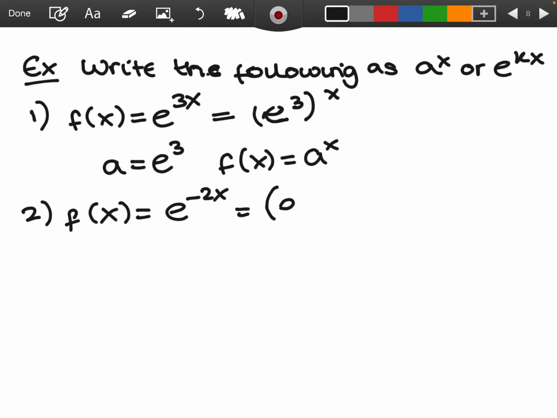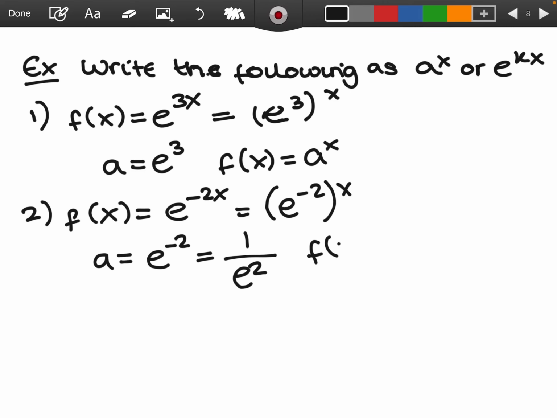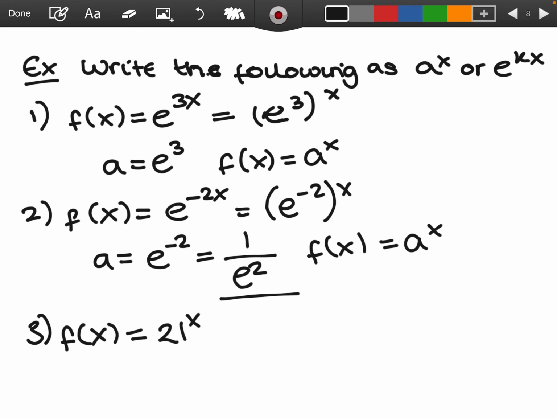Similarly, let's take f(x) equals e to the negative 2x. Same thing again, I've got e to the negative 2 to the power x. So a is equal to e to the negative 2. I could also rewrite that as 1 over e squared. And then f(x) would equal a to the x, where a is equal to this number. So I've changed my base from e to the power something to a to the power x. And the last one I'm going to look at is kind of going the other way, saying f(x) is equal to 2 to the x.